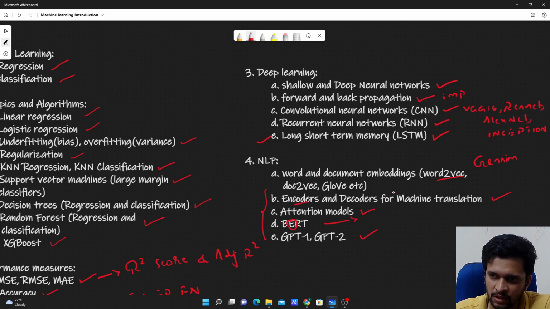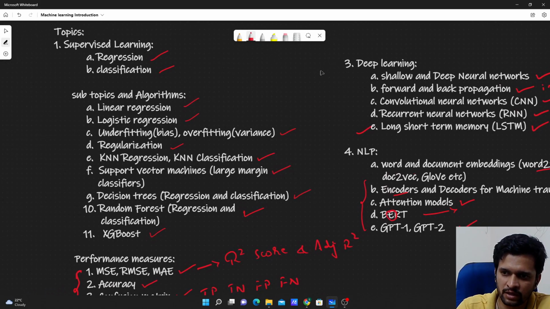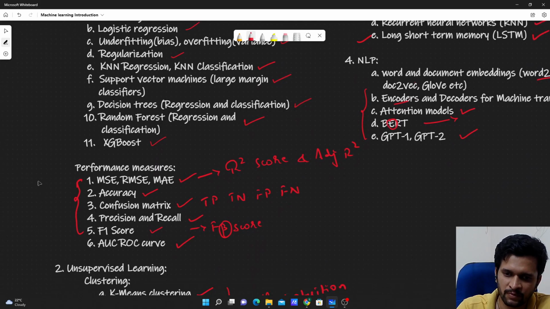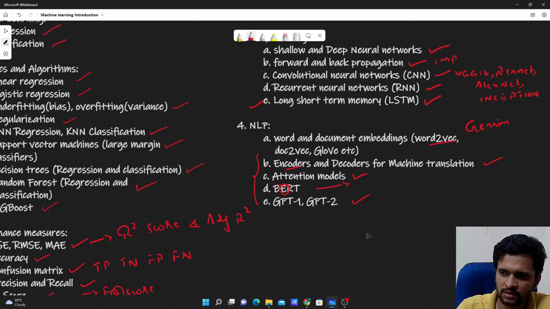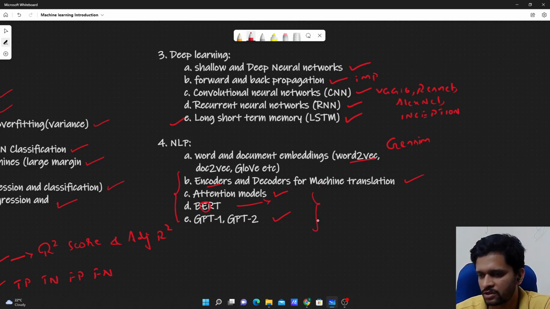textual data. Whatever I have introduced earlier, all these machine learning algorithms only deal with numbers. The NLP stuff also deals with numbers, but we can convert the textual data into numbers with the help of our embeddings here. Then we can feed those word or document embeddings, learned embeddings, into any of the models, LSTM or BERT or GPT-1 or GPT-2 as such.